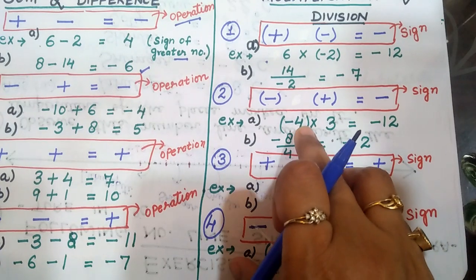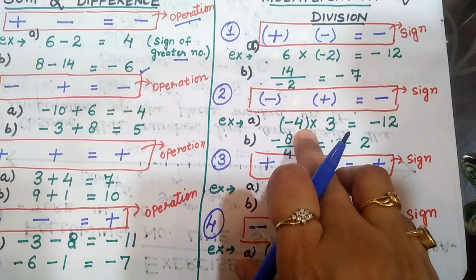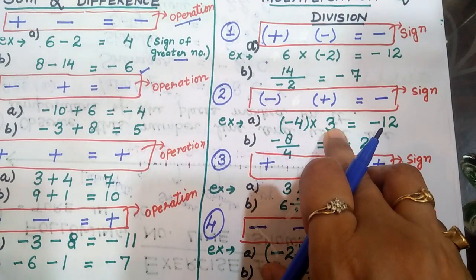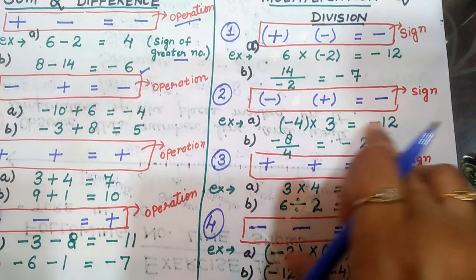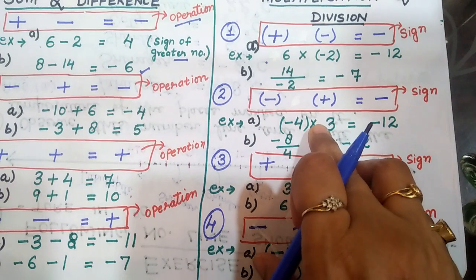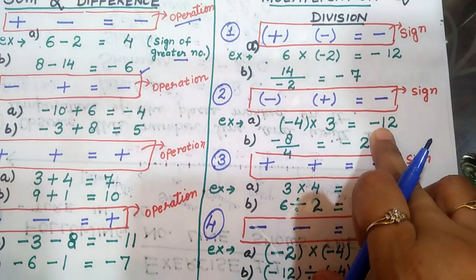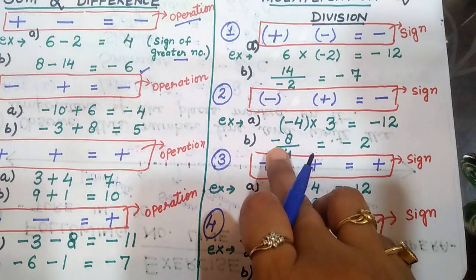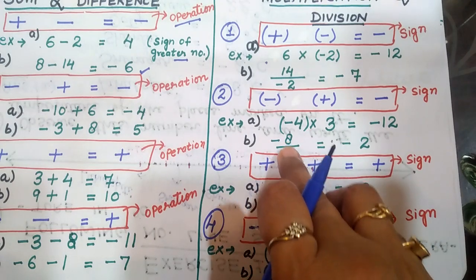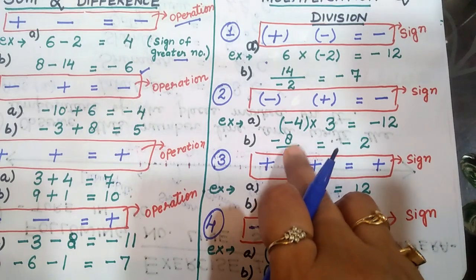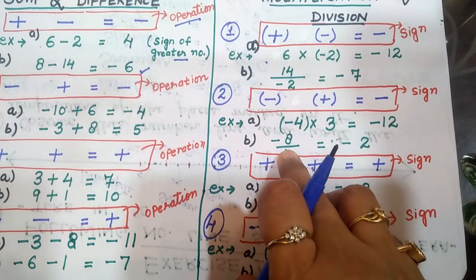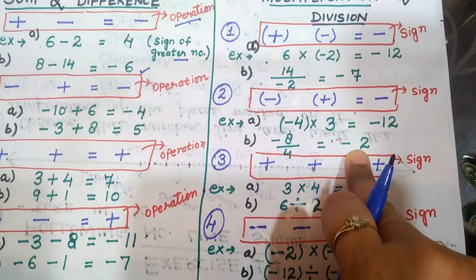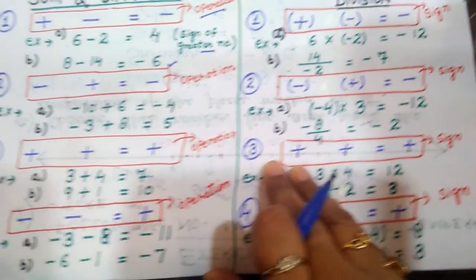So minus 4, a negative integer, into plus 3, a positive integer. 4 into 3 is 12 and minus plus is minus, so the sign of minus will come in the answer. Similarly, if you divide a negative integer by a positive integer, so minus 8 divided by 4, the answer is 2 and minus plus is minus. So minus comes in the result.